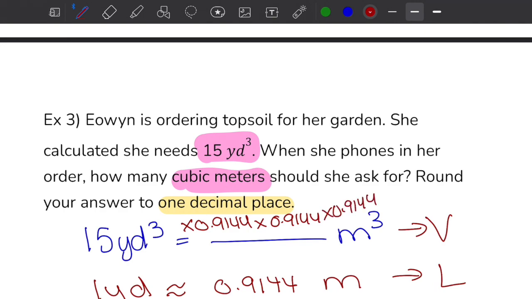Okay, and give me a moment while I multiply 15 by those numbers. And that gives me 11.46. But we need to round to 1 decimal place, so that will be 11.5 cubic meters. And that is the answer.